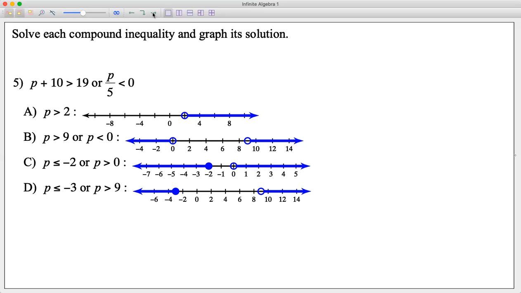Multiply by 5? Or you multiply by negative? So I don't flip the inequality, so we get P is less than 0. There are the two that you need to graph. Which one do you want to do first? By the way, I would have graphed this one already to see if I got lucky. So P is greater than 9. Open or closed circle? Okay. So I need an open circle, a 9, shade, what direction?